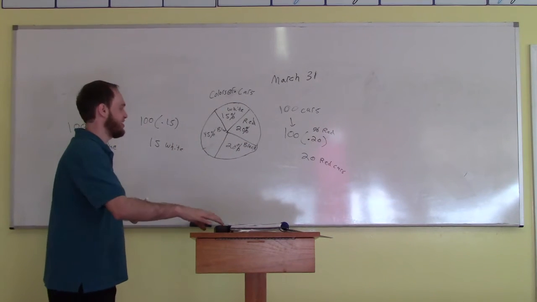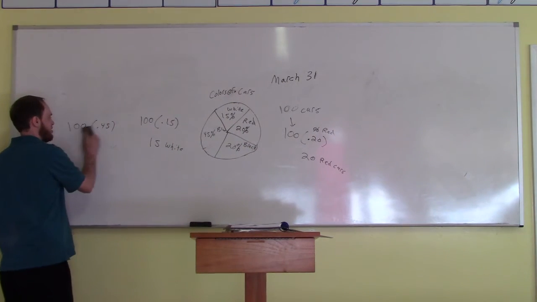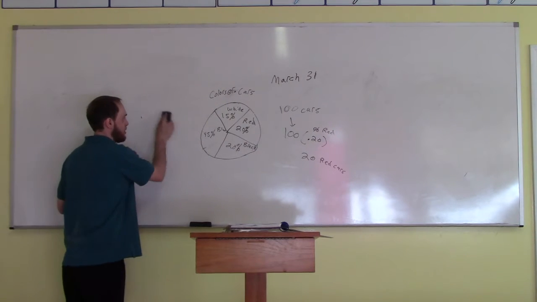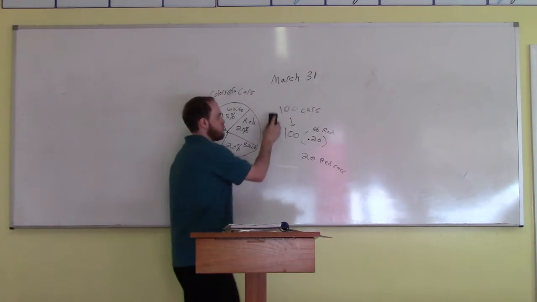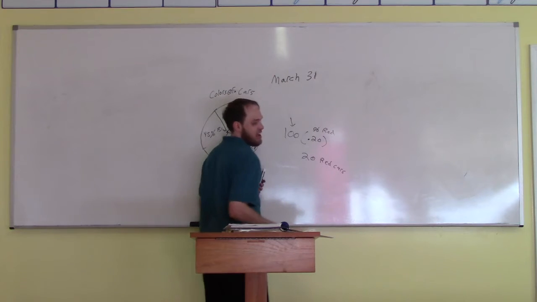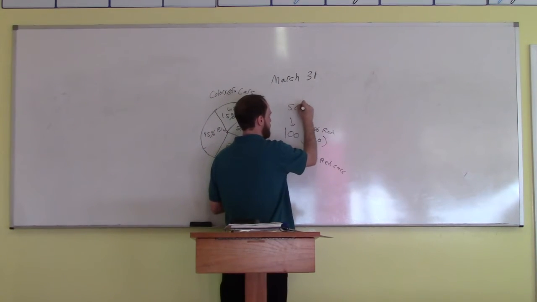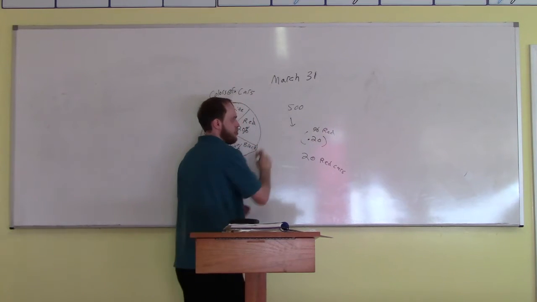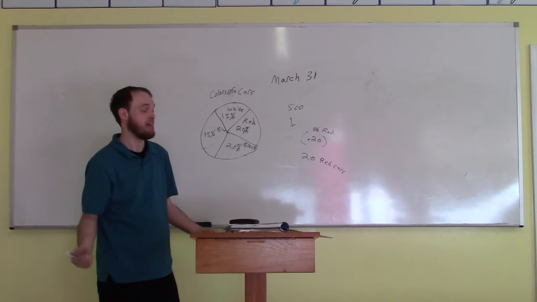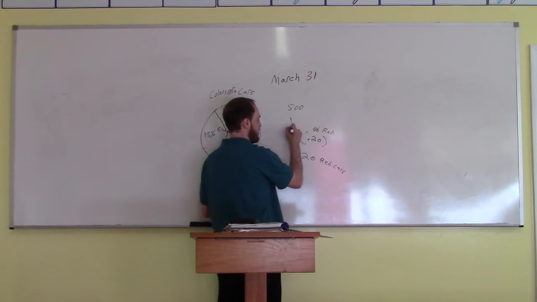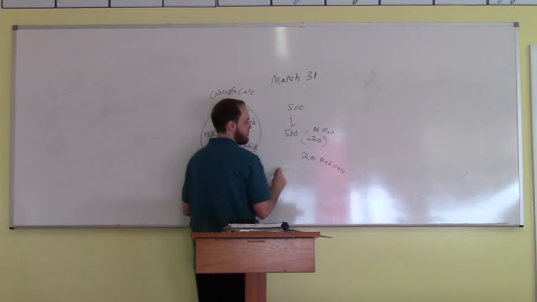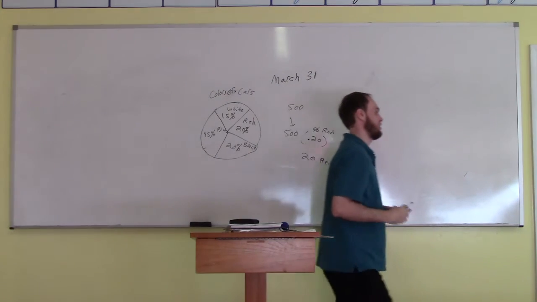Now, I'll change this slightly just to give us the same example, but a little bit different feel for it. So I'll change this to 500. So there are now 500 total. I want to know how many of them are red. So I'm going to plug 500 into here. I'm going to do 500 times 0.20.